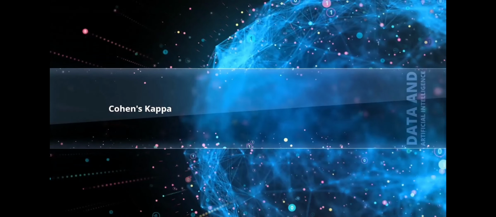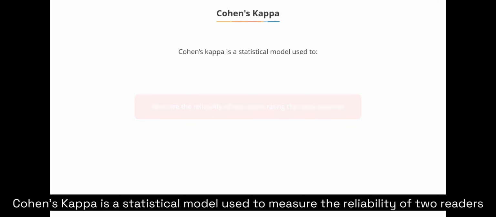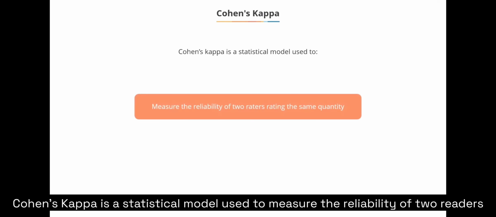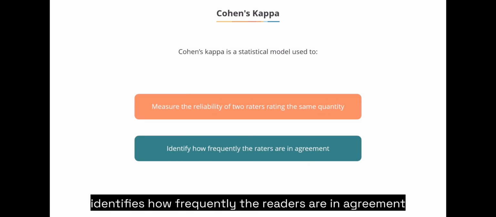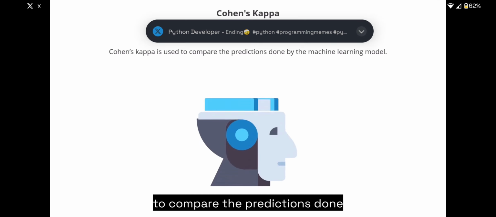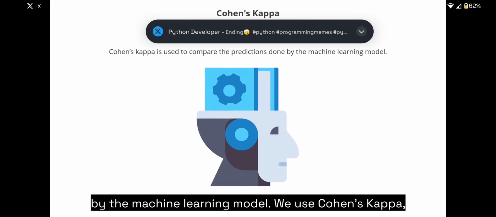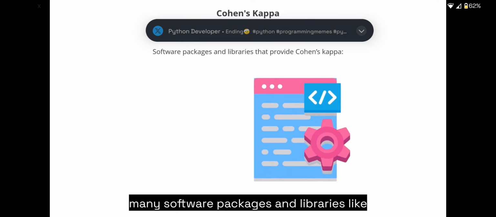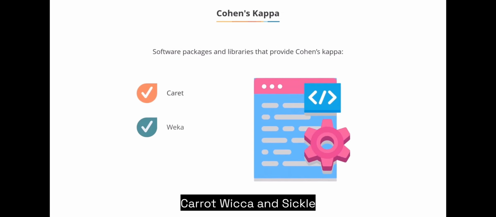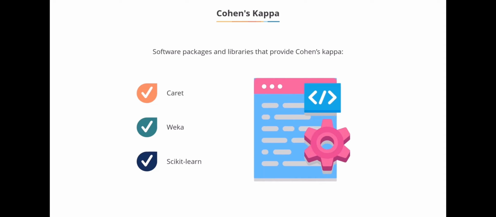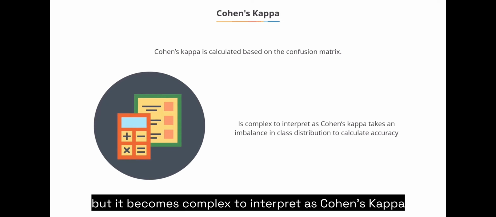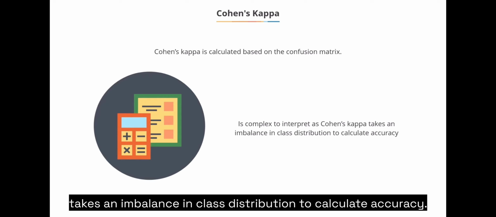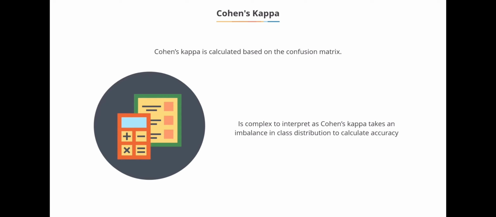Cohen's kappa. Cohen's kappa is a statistical measure used to assess the reliability of two raters who are rating the same quantity, and it identifies how frequently the raters are in agreement. To compare the predictions done by the machine learning model, we use Cohen's kappa. Many software packages and libraries like Caret, Weka, and scikit-learn provide Cohen's kappa. Cohen's kappa is calculated based on the confusion matrix, but it becomes complex to interpret as Cohen's kappa takes an imbalance in class distribution into account to calculate accuracy.